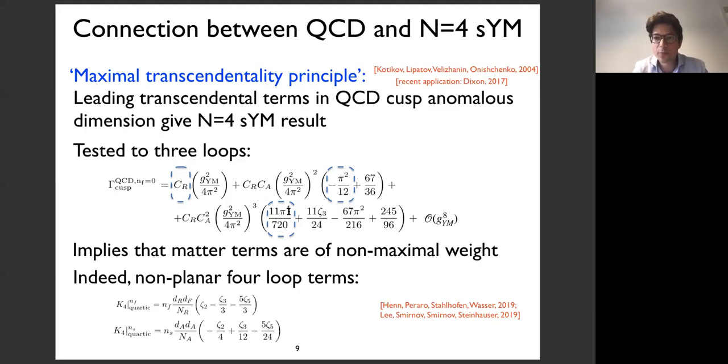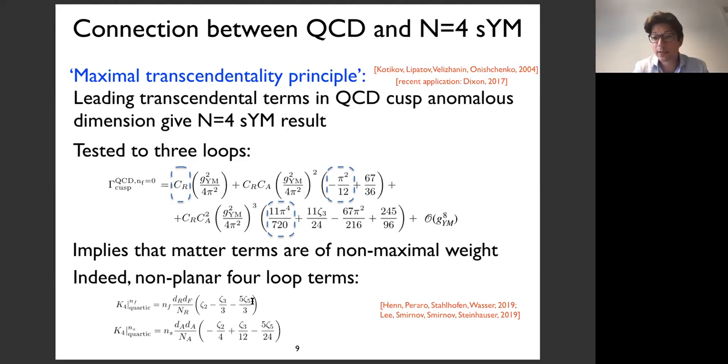Now going to 4 loops, it's quite interesting that we can already have a test of this principle, because essentially it says that the highest weight terms come from the gluons. And therefore, the matter contributions should have less than maximal weight. And we can look at the known results for the fermionic and scalar contributions, and we see that they have at most weight 5. So that's lower than 6, which would have been the highest weight in this 4 loop calculation. So this also works here.